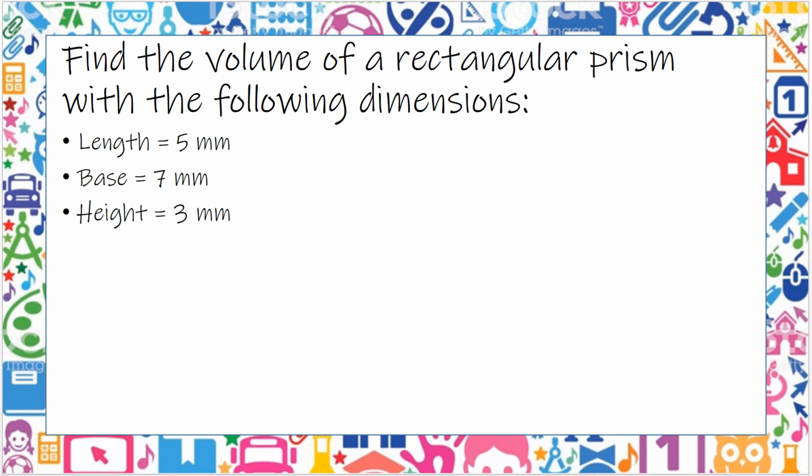Find the volume of a rectangular prism with the following dimensions. So a rectangular prism, the volume is length times width or base times the height. So all you're going to do is multiply these together. So 5 times 7 times 3. And you find the volume of this rectangular prism is 105 millimeters cubed.